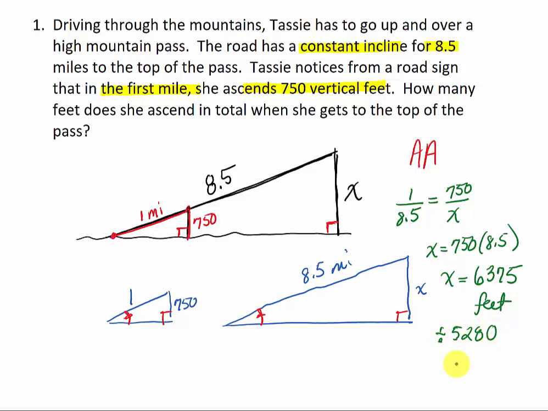And if you want to divide that by 5,280 feet per mile, you can figure out how many vertical miles that is, and that would be approximately 1.207 vertical miles. Okay, so again, we're using our similar triangles to set up and solve this problem. Let's do one last problem.